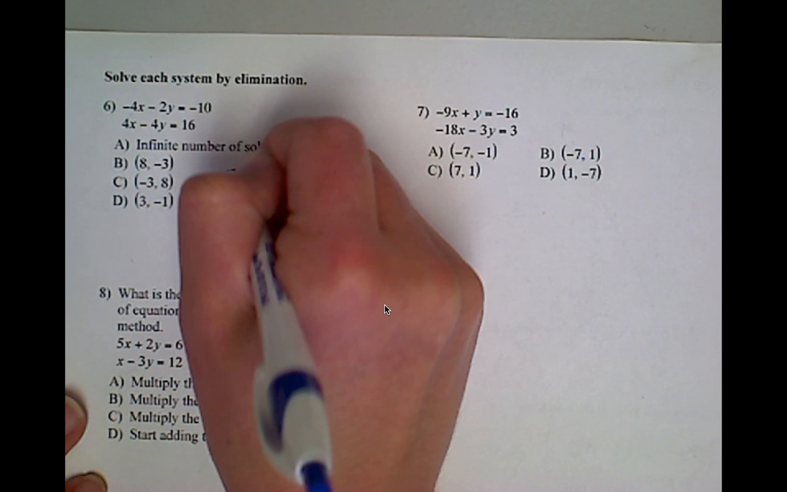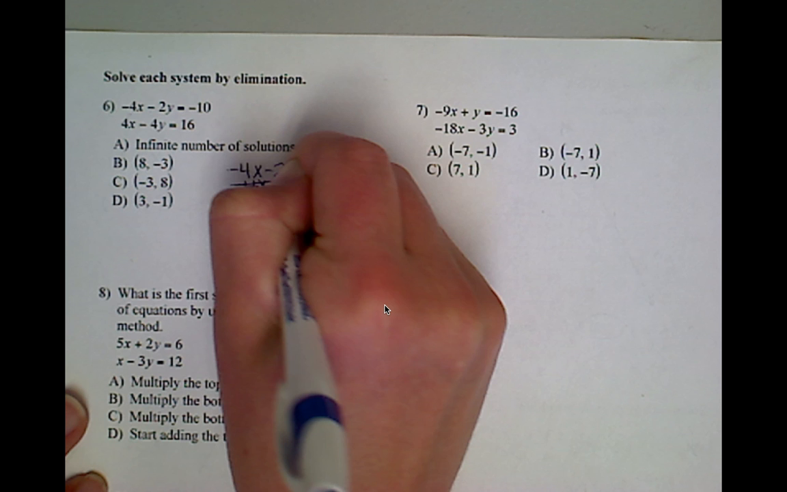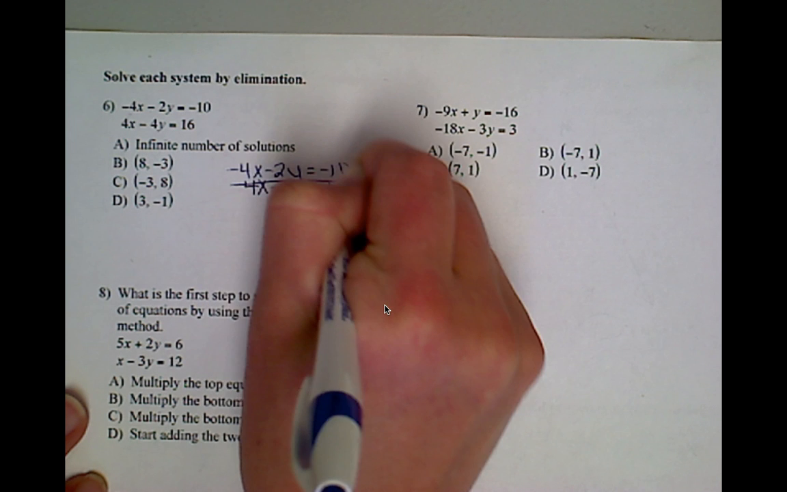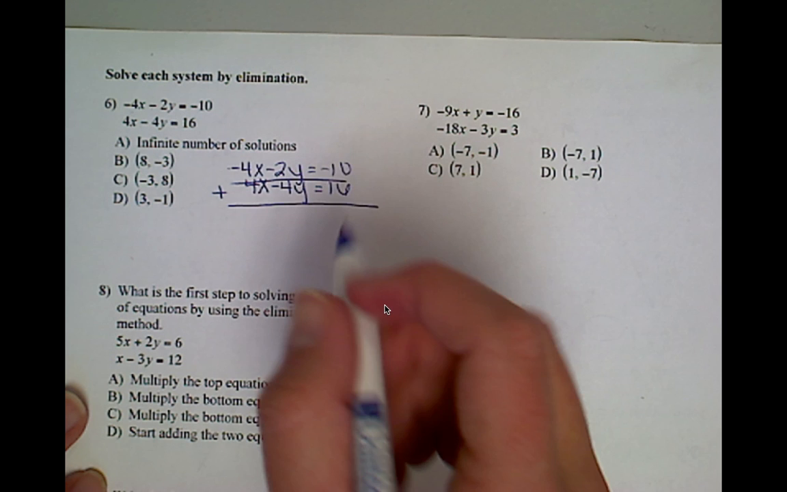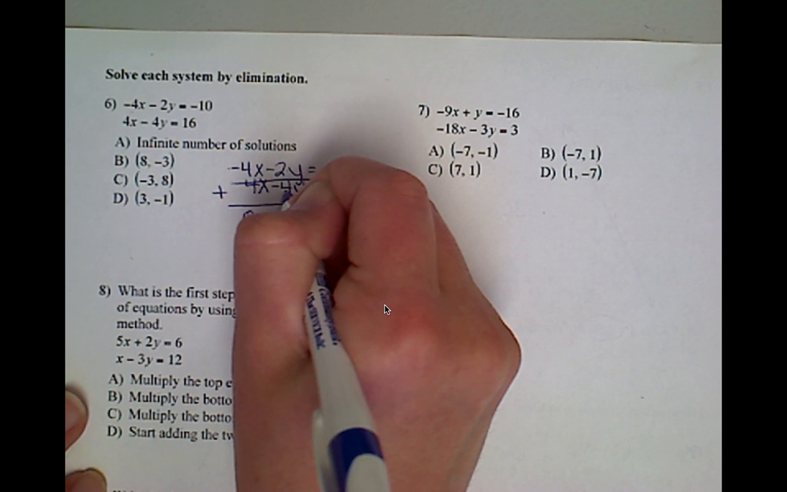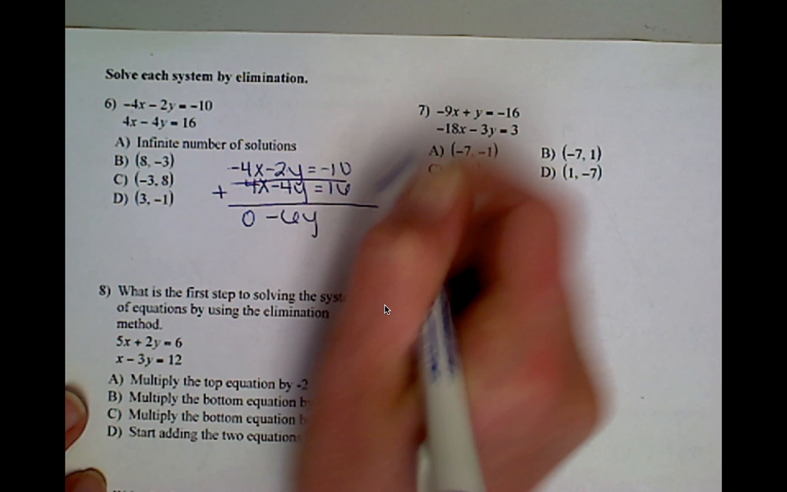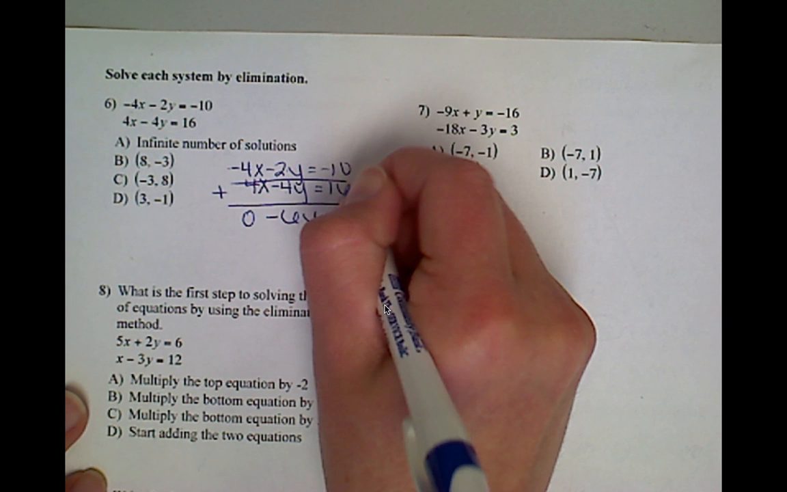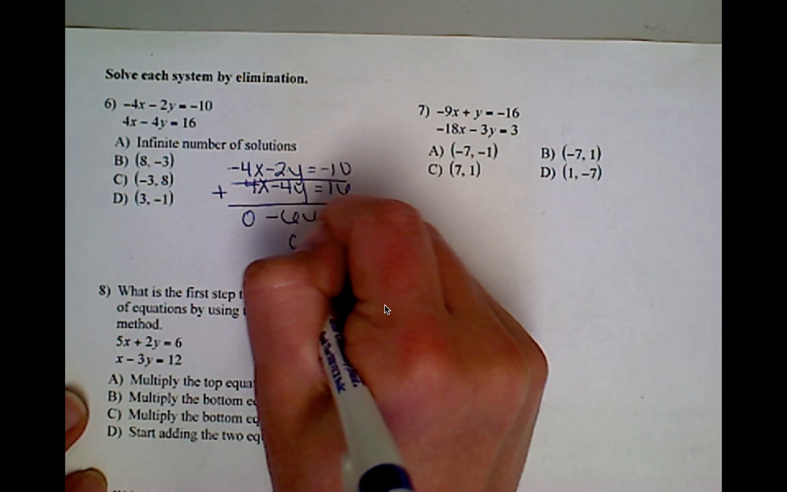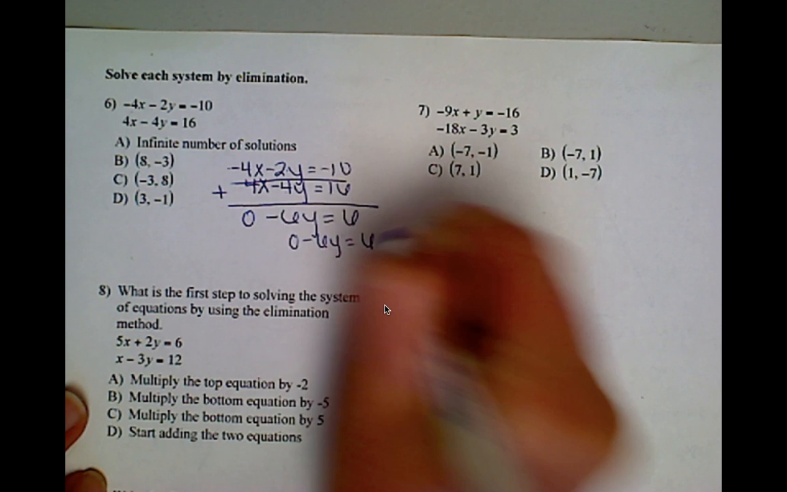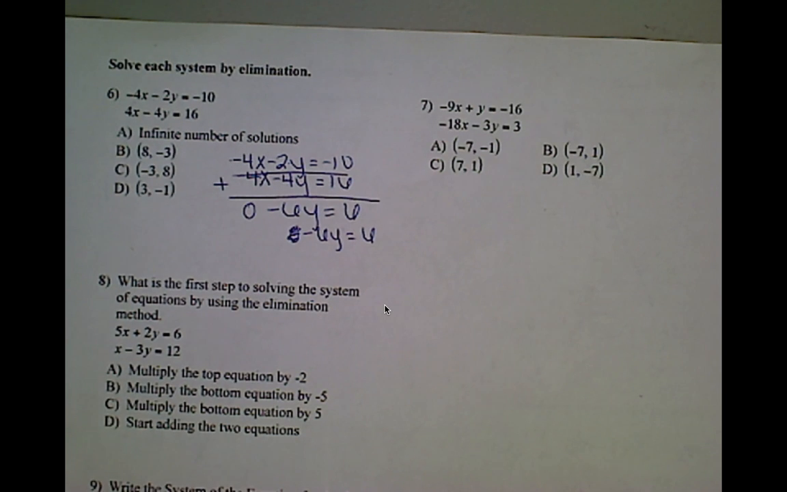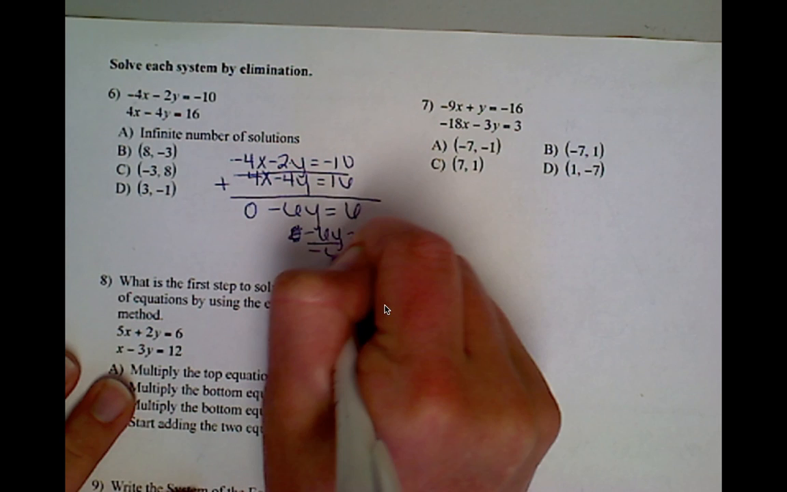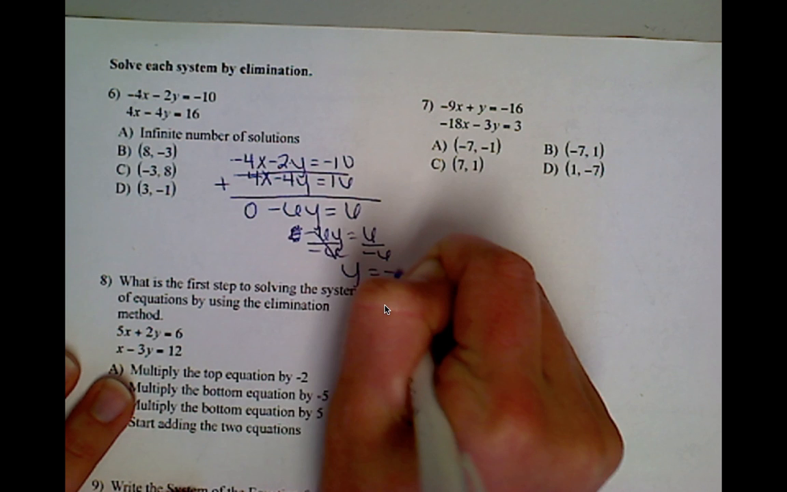Negative 4x minus 2y equals negative 10, and 4x minus 4y equals 16. Now I'm going to add them together. Negative 4x plus 4x adds up to 0. Negative 2 minus 4, check it in your calculator, adds to negative 6y. And negative 10 plus 16 is going to add up to 6. So we have 0 minus 6y equals 6, which we don't really need the 0 because we know 0 minus something is going to stay exactly how it is. So I'm going to solve for y by dividing by negative 6, and y equals negative 1.